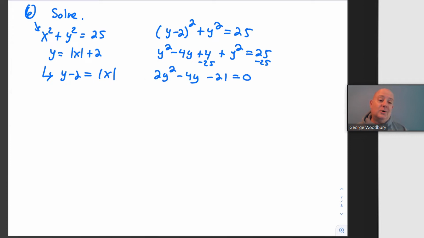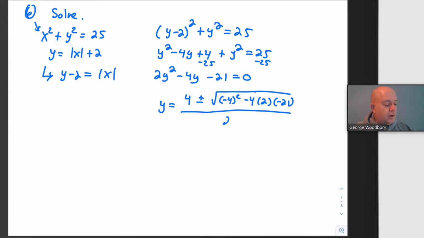Unfortunately, this one doesn't factor, so we're kind of stuck with using the quadratic formula here. Y equals the opposite of b, so that's positive 4, plus or minus the square root of negative 4 squared minus 4ac, 4 times 2 times negative 21, and that's all over 2a, 2 times 2. Cleaning up what's inside the square root, we've got 16 plus 168, that's 184. So y equals 4 plus or minus square root of 184.